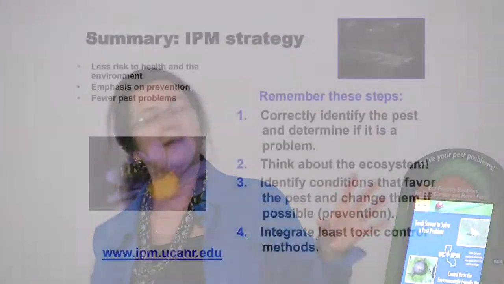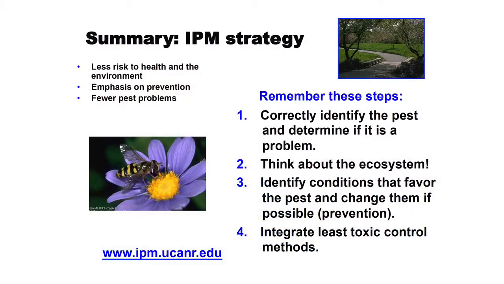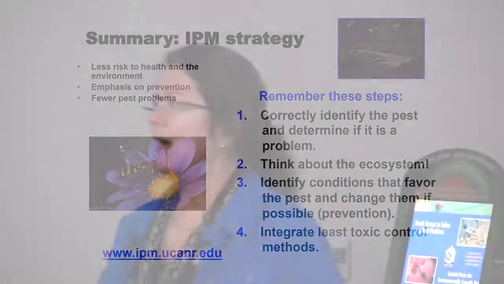So in summary, IPM strategy provides less risk to health. We emphasize prevention of pests, and it should provide you with fewer pest problems. So you want to identify the pests, you want to think about the ecosystem and think about ways you could change that ecosystem so it's less favorable for your pest, and integrate least toxic methods.